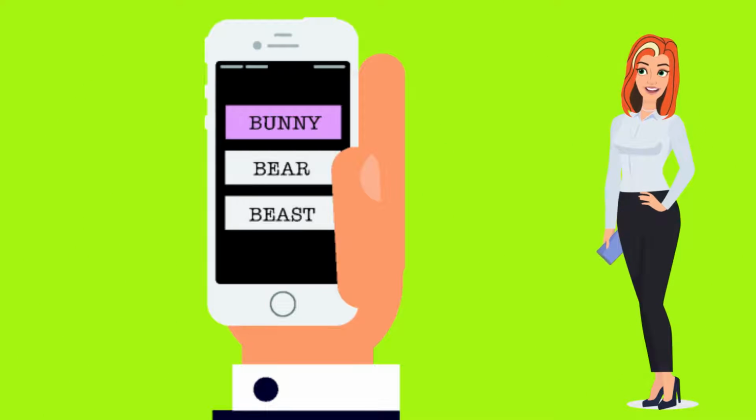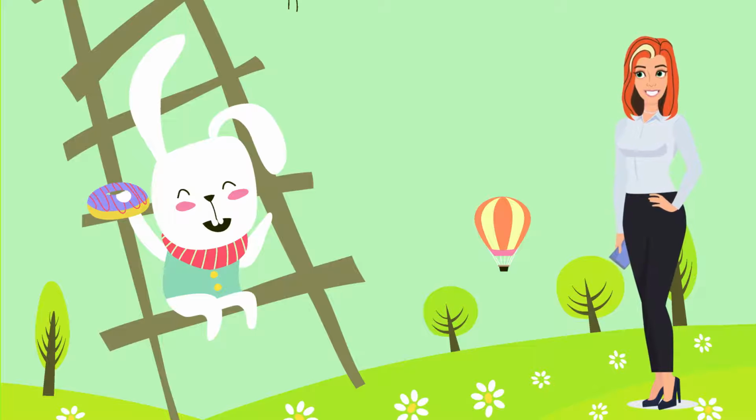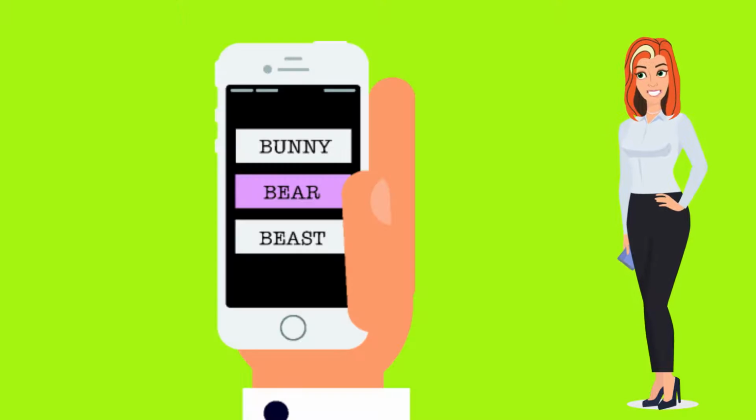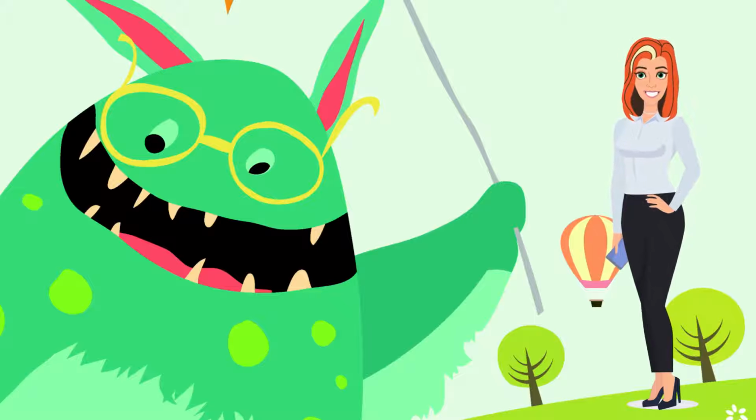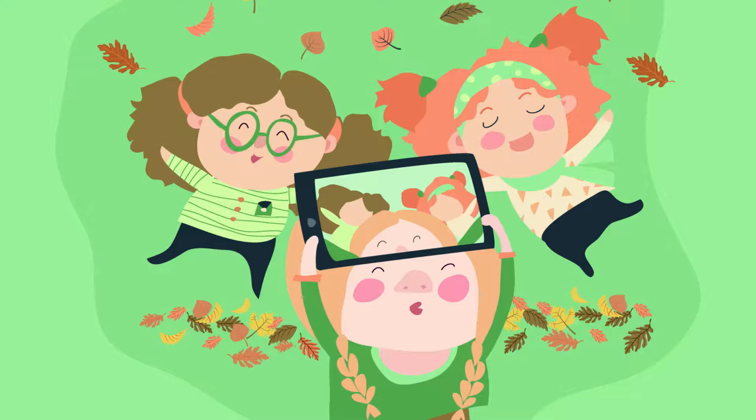Next, choose your user comfort level. Are you a beginner? Then you'll want bunny mode. A little more advanced? Try bear level. And if you're a power user with maximum app smashing abilities, go for the win in beast mode. Each level will deliver a combination of tech tool suggestions to get your students motivated and engaged.